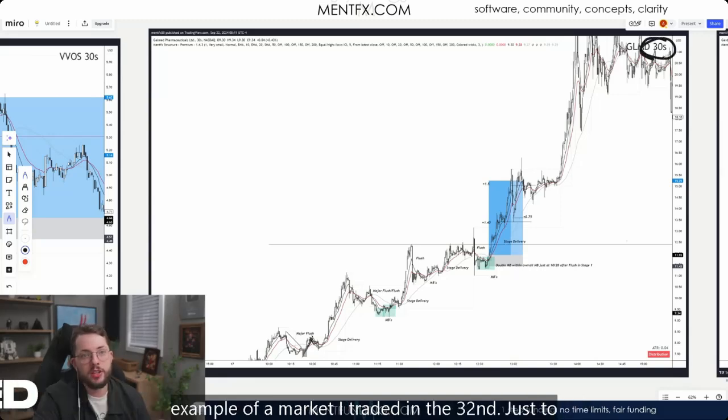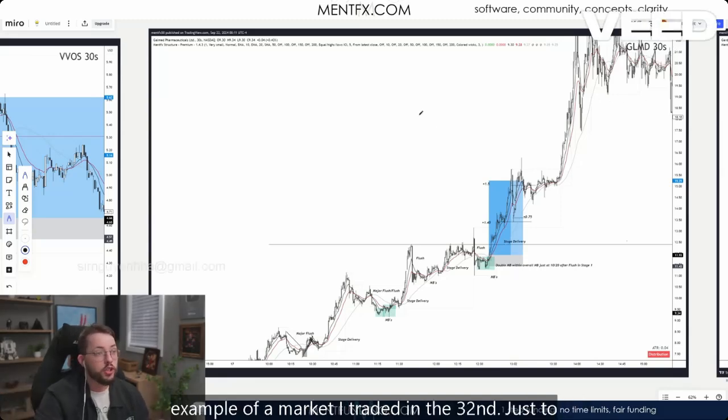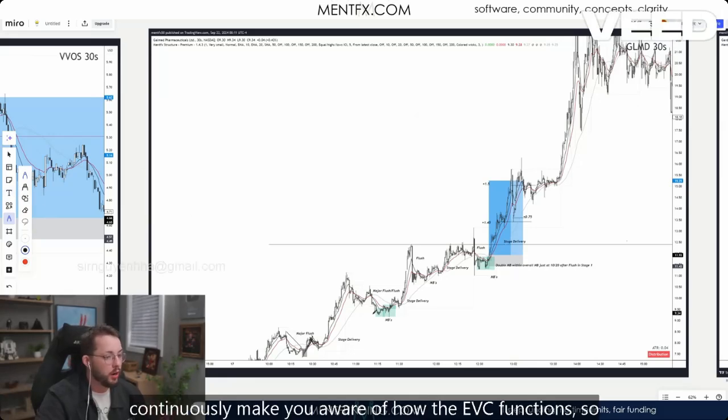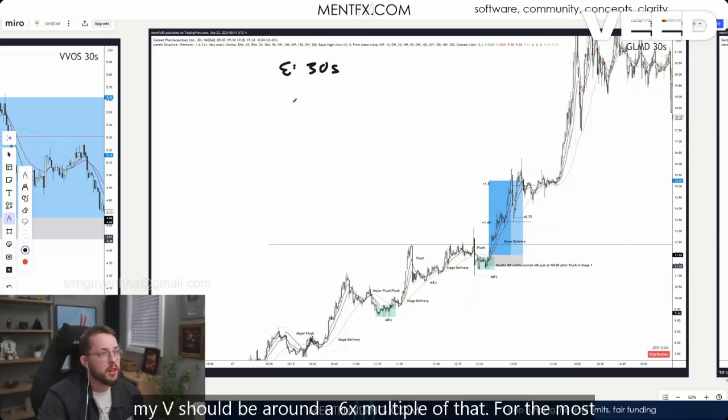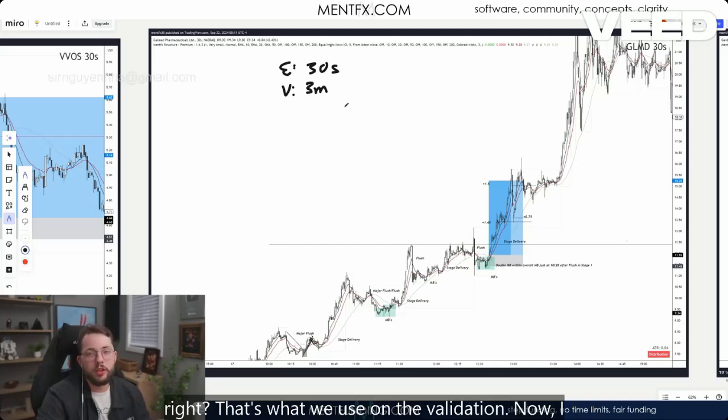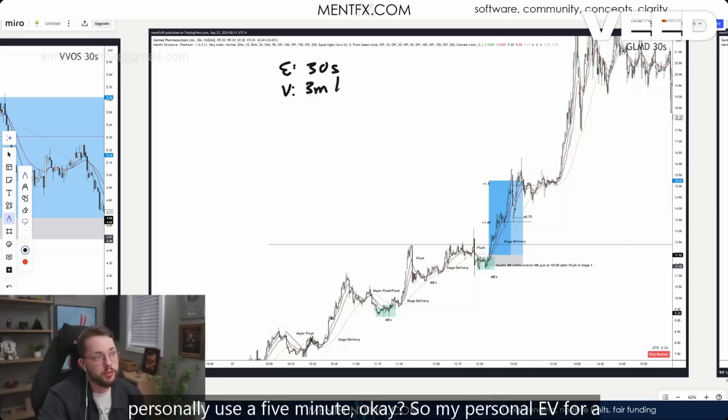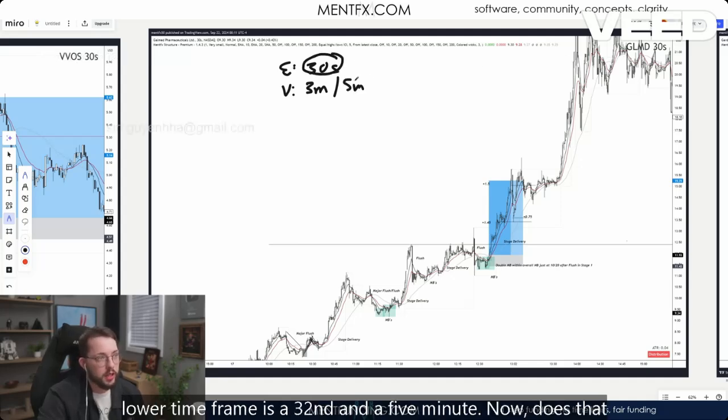And again, here's an example of a market I traded on a 30-second, just to continuously make you aware of how the EVC functions. So you're very much aware of it, but you already kind of saw it with the NQ examples. If I'm trading a 30-second as my E, my V should be around a 6x multiple of that. For the most part, that puts you at around, I believe, 3 minutes. That's what we used on the validation. Now, I personally use a 5 minute, okay? So my personal EV for a lower time frame is a 30-second and a 5 minute.